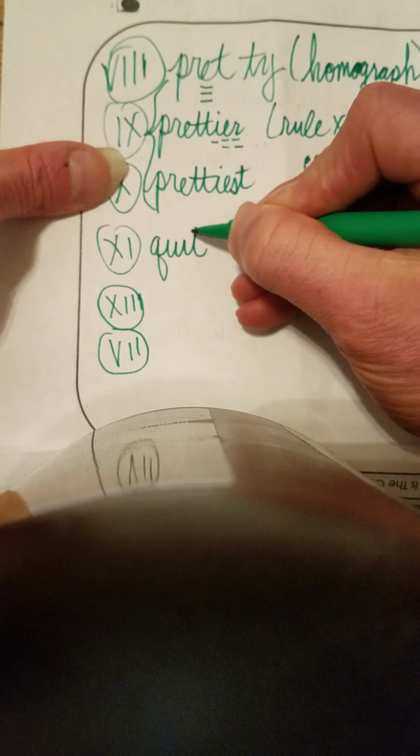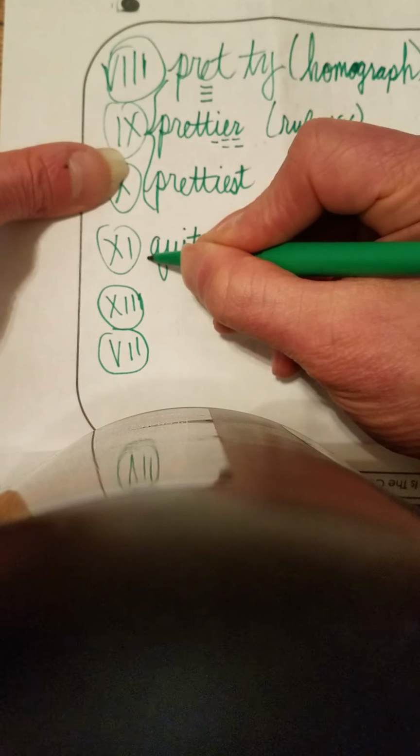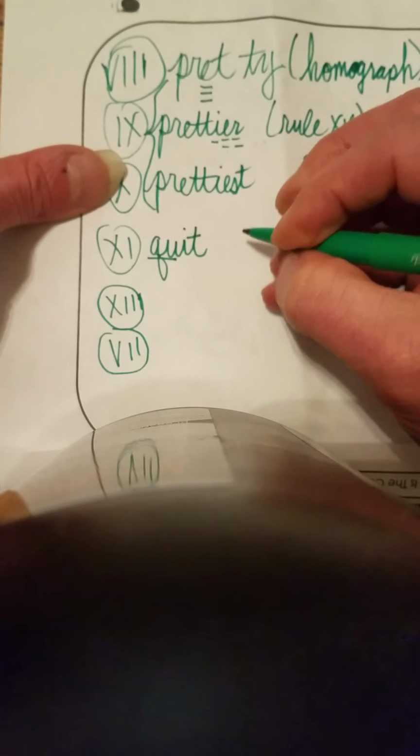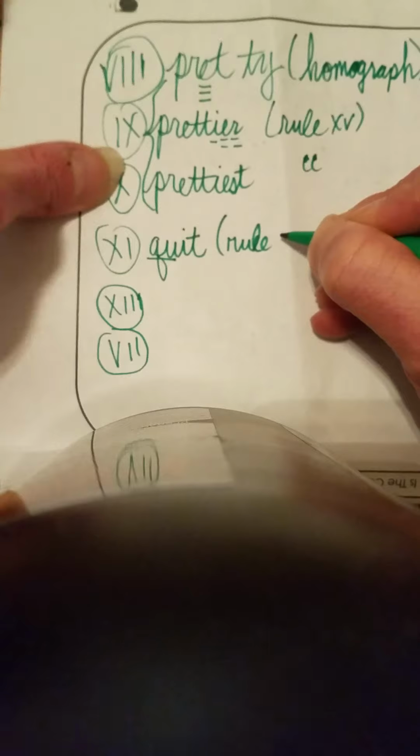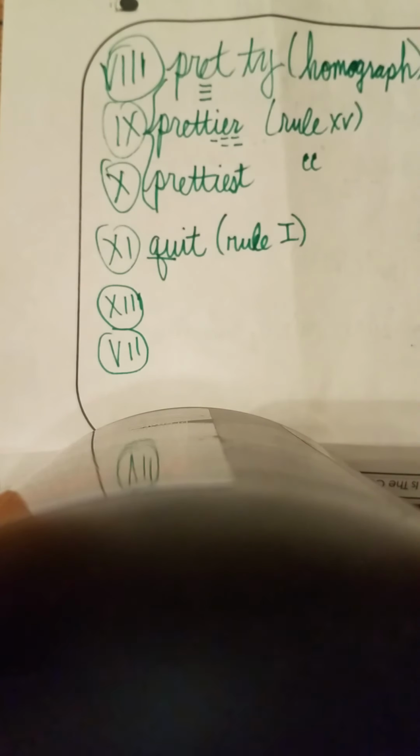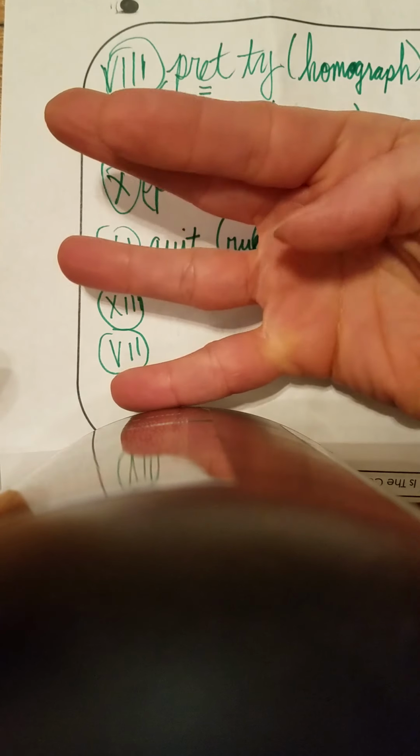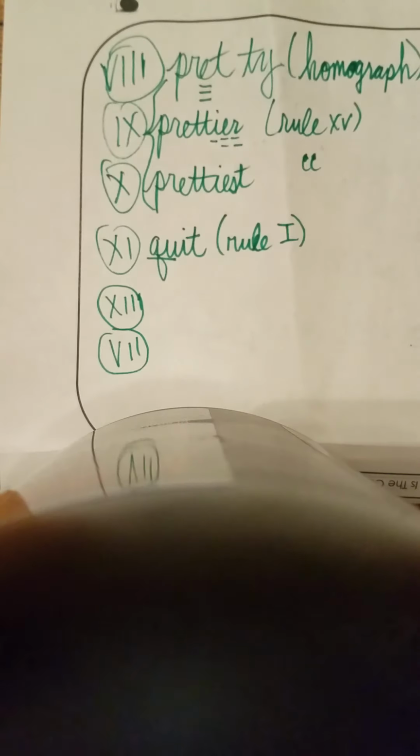Quit. Dot your I, cross your T. How do we mark this up? Excellent. Underline the Q. Q and U stick like glue. That's rule 1. Okay? Now the next word is the word quitting. What's the word? Excellent. Quitting. So let's go. Quit-ting. Quitting.